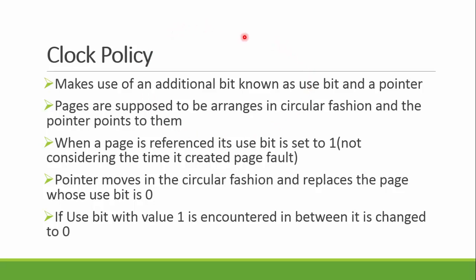The pointer moves in a circular fashion, pointing at pages each time, until it finds a page with the use bit 0. As soon as that page is found, it is replaced with the newly fetched page. And in between, if it passes through a page which has use bit 1, it complements it to 0. So we can say the page got saved one time. It was able to avoid replacement because it was recently used. That's why its use bit was 1.